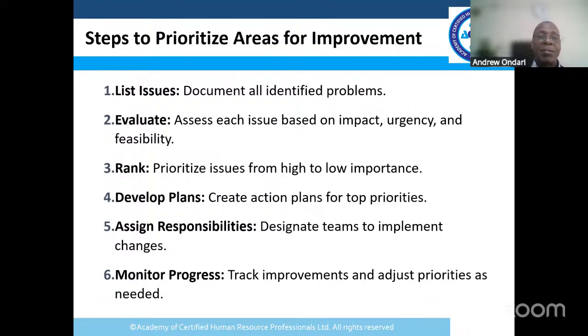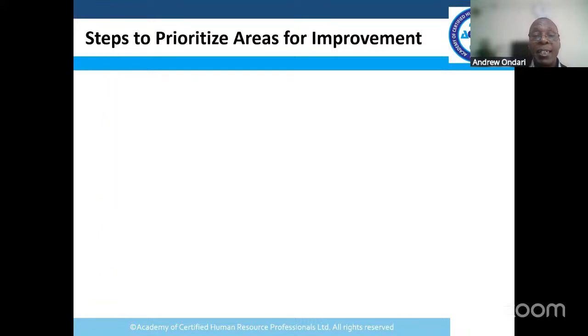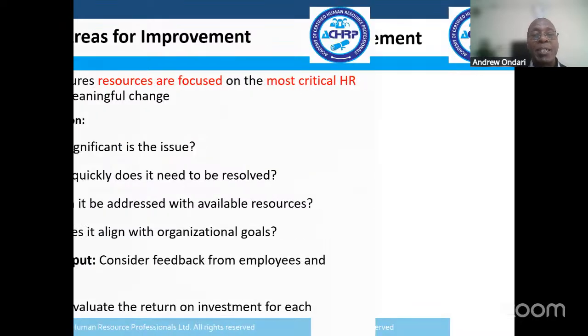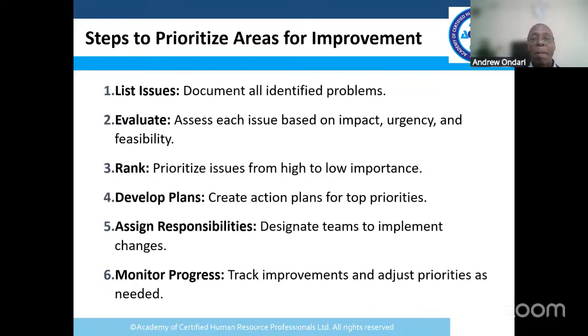And then secondly, assess each area based on the criteria for prioritization. And that is what I've mentioned there, a few of them: impact, urgency, and feasibility. So what is the impact of each of those items? What is the urgency? And how practical is it? Then based on this evaluation, you rank them from the highest to the lowest.